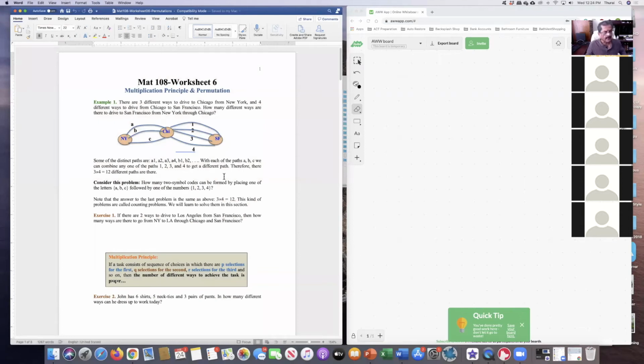To understand the counting techniques, I'm going to start with a very simple example, which is there are 3 ways to go from New York to Chicago.